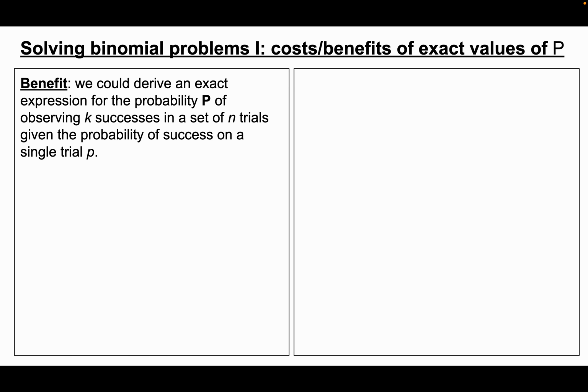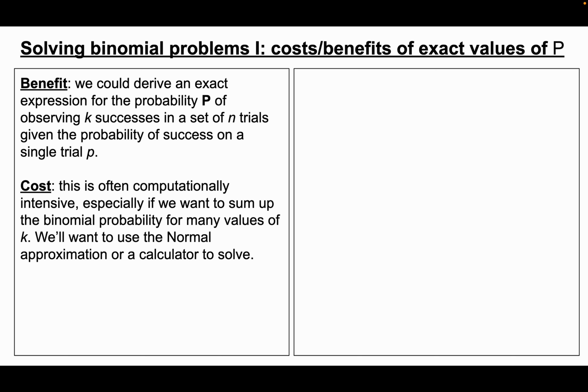of calculating exact values. So what are the benefits of calculating exact values of binomial probabilities before we look at an example problem? First, we can derive the expression for the probability big capital P, or big blackboard P, which again is the binomial probability. It's the probability of a sample such as this by hand, and that's really cool. One of the drawbacks is that this is often computationally intensive, especially if we want to sum up the binomial probability for many different values of k. So for instance, probability of 0 through 40 successes, as we've seen in a previous lecture.